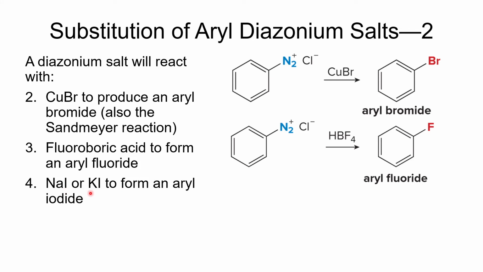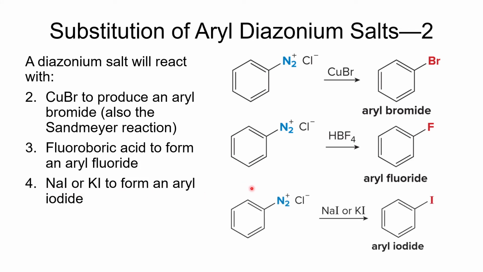If we want to make an iodide, we can simply use sodium iodide or potassium iodide to form the aryl iodide. So now we've got ways that we can make the chloride, the bromide, the fluoride, and the iodide. All right, so we have all of our options available for our group 7 halides.